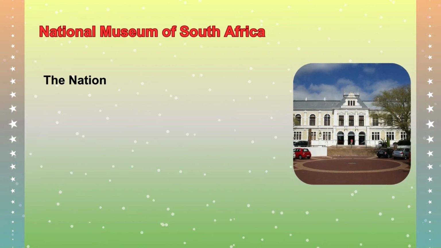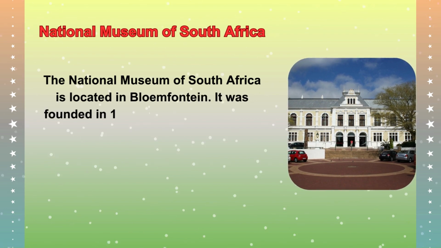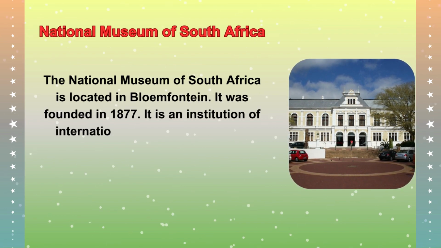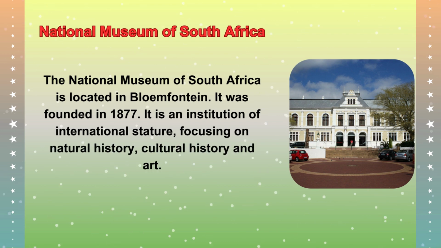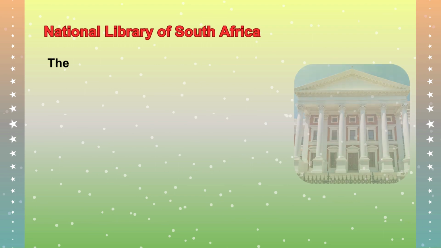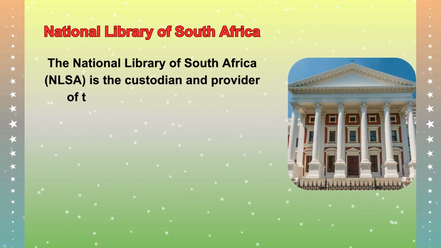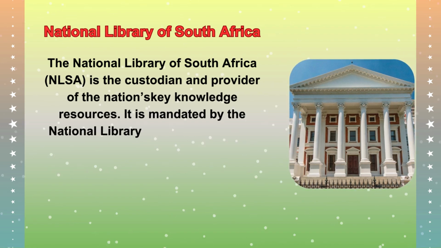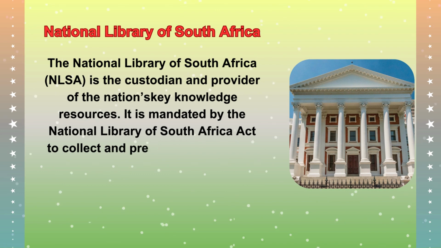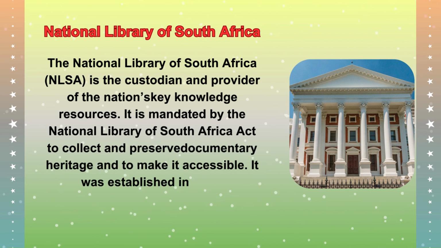The National Museum of South Africa is located in Bloemfontein. It was founded in 1877. It is an institution of international stature, focusing on natural history, cultural history, and art. The National Library of South Africa, NLSA, is the custodian and provider of the nation's key knowledge resources. It is mandated by the National Library of South Africa Act to collect and preserve documentary heritage and to make it accessible. It was established in 1818.